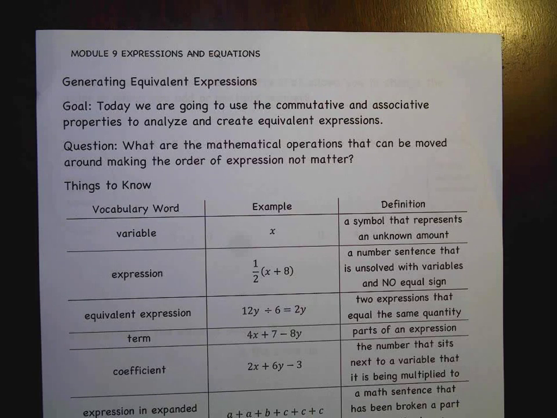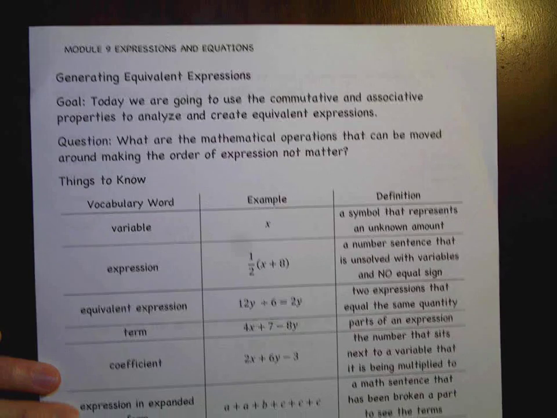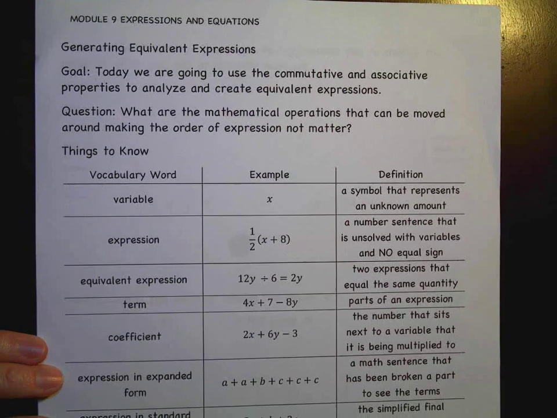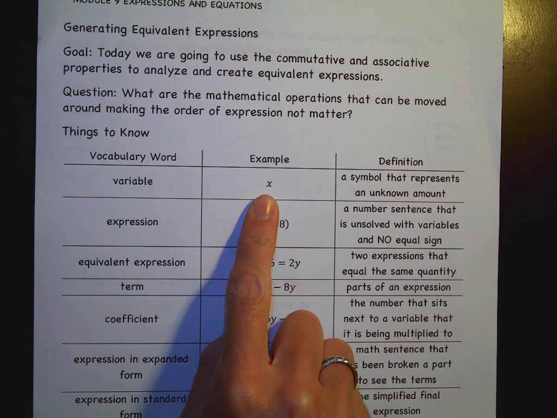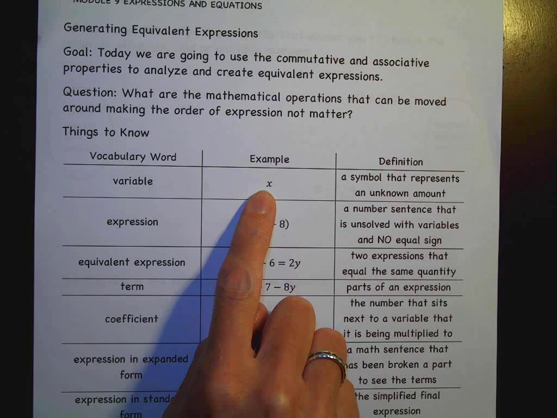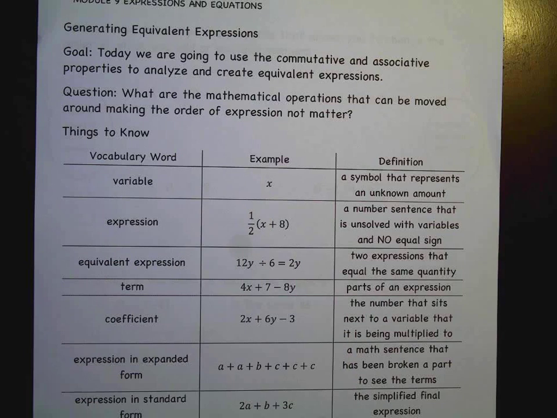So this first section of our notes is basically a things to know section that talks about important vocabulary words. The important vocabulary words that I need you to be aware of and know how to use when working with expressions and equations are as follows. First one is a variable. An example of a variable is the letter X. It could be the letter T. It could be a symbol. Typically, we find the letter X as most variables used in most problems. The definition is a symbol that represents an unknown amount.